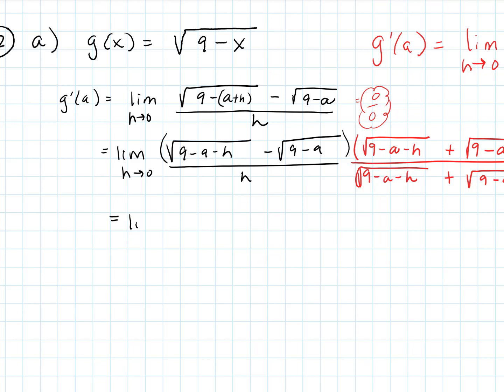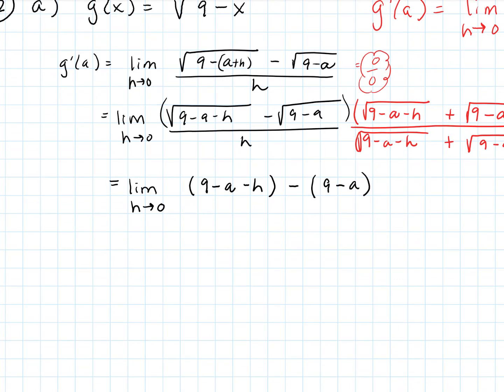And very nicely in the top, when you do multiply a root expression by its conjugate, we end up with 9 minus a minus h and minus 9 minus a. The roots cancel. We get a square root of a perfect square, and in the bottom, the square root of 9 minus a minus h plus the square root of 9 minus a.